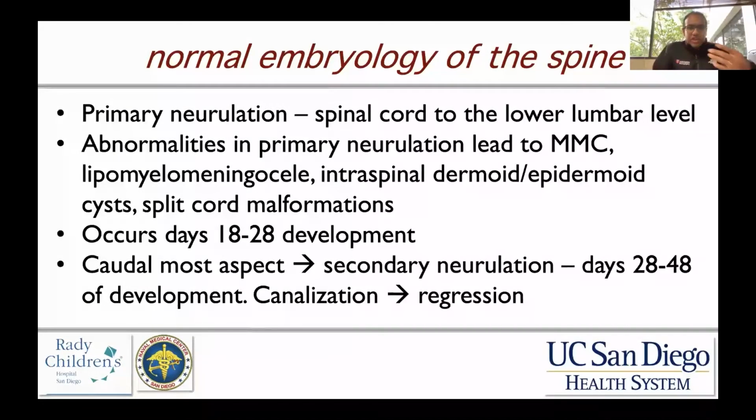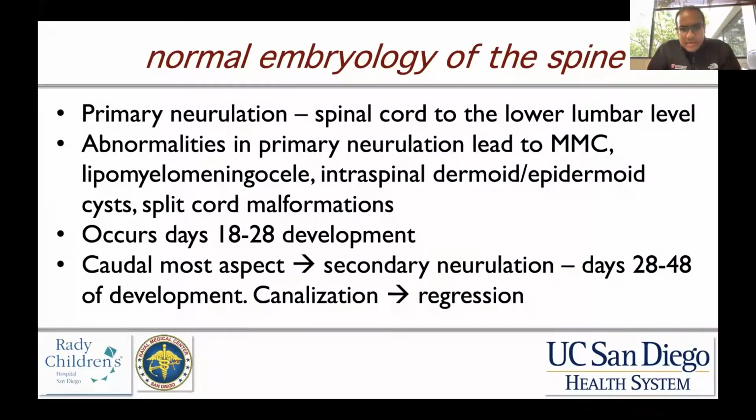Now, primary neurulation describes the term for the spinal cord formation all the way to the lower lumbar level. And abnormalities in primary neurulation lead to myelomeningocele formation, lipomyelomeningocele formation, intraspinal dermoid and epidermoid cysts, and split cord malformations, all of which I'll talk about later. So don't get hung up on the terms too much. This process of primary neurulation typically occurs at days 18 to 28 of development.